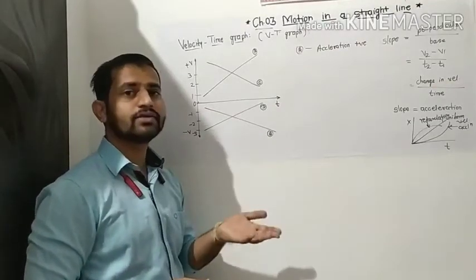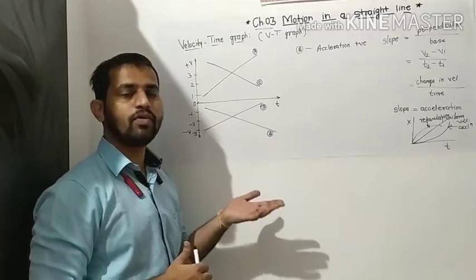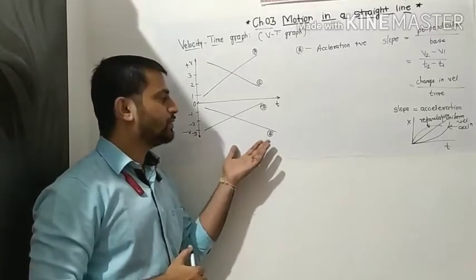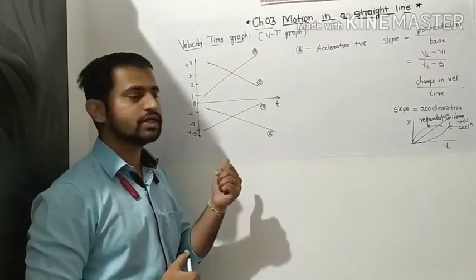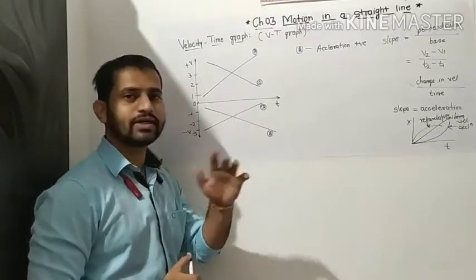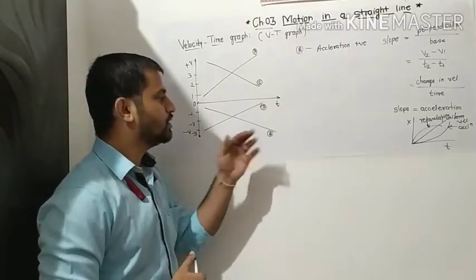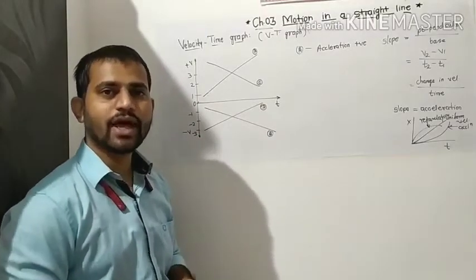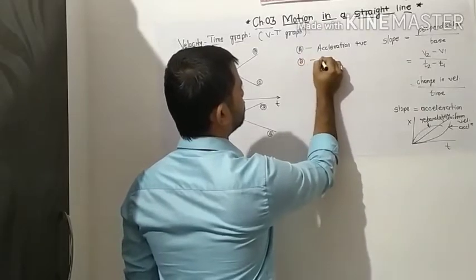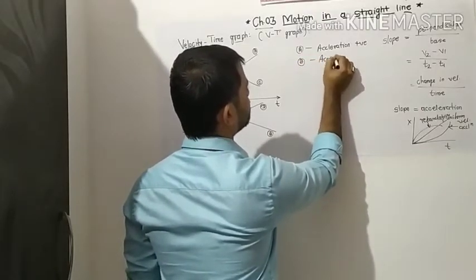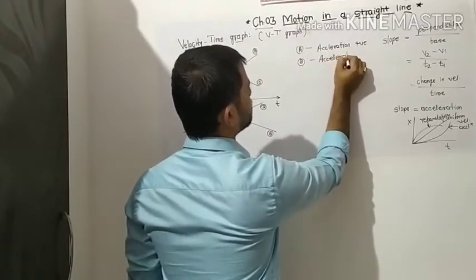Then what will be the acceleration or retardation? If you see this, the velocity goes on increasing, but in the negative direction. So graph B is showing the acceleration, the negative acceleration. It is also the acceleration, but it is the negative acceleration.